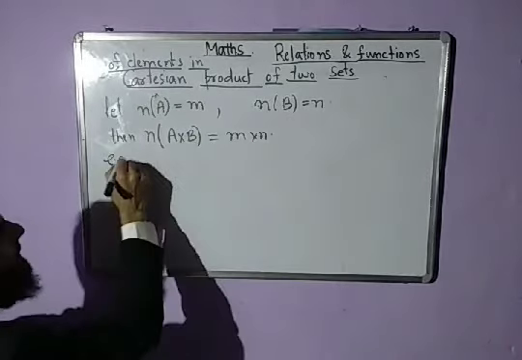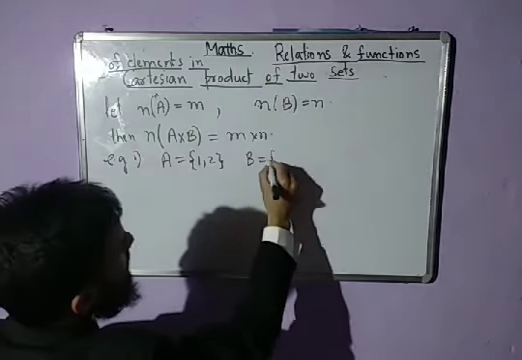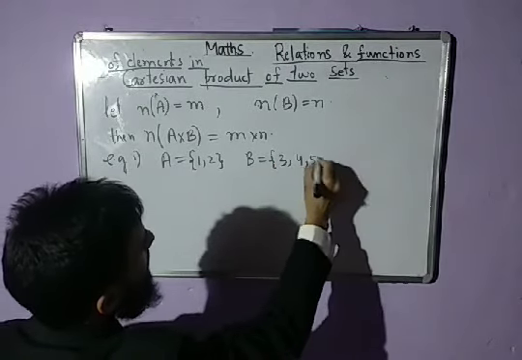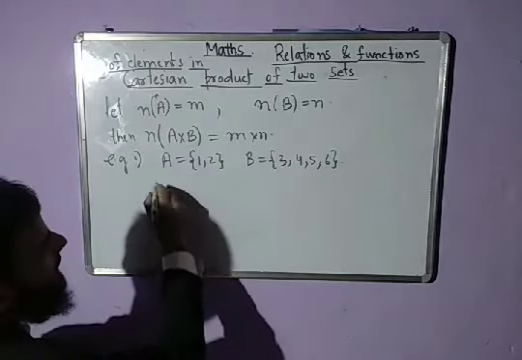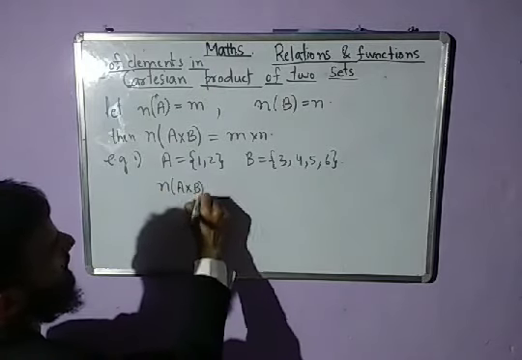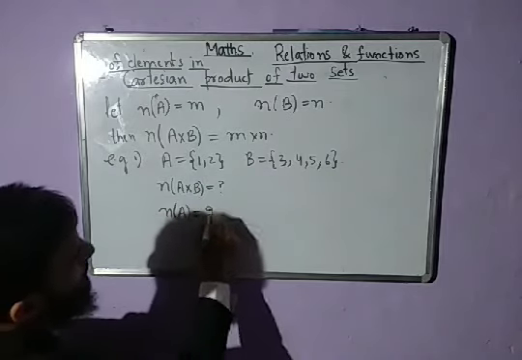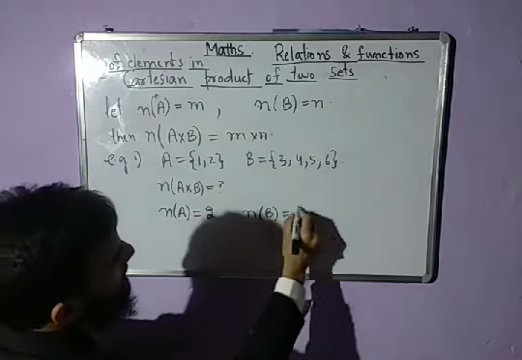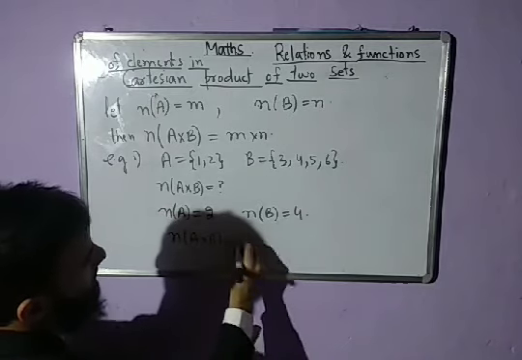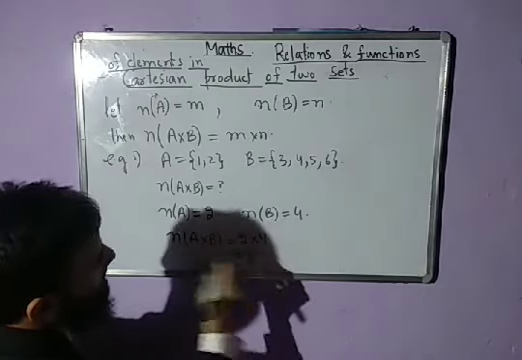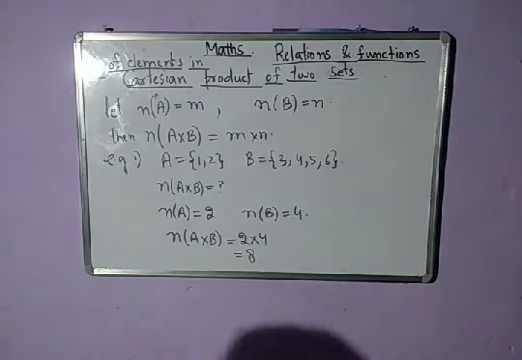Let's see an example. If A is equal to {1, 2}, let's suppose B is equal to {3, 4, 5, 6}. If you were asked to calculate the cardinality of A cross B, first you will see the cardinality of A is 2 and the cardinality of B is 4. So it means the cardinality of A cross B will be equal to this multiplied by this. It will become 8. So this is the number of elements in the Cartesian product of two sets.